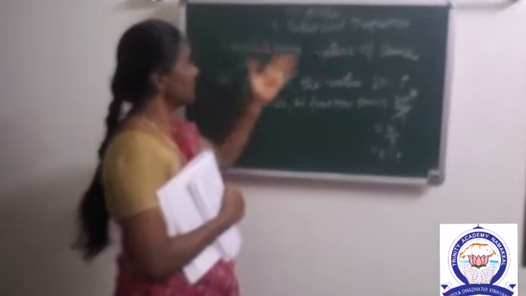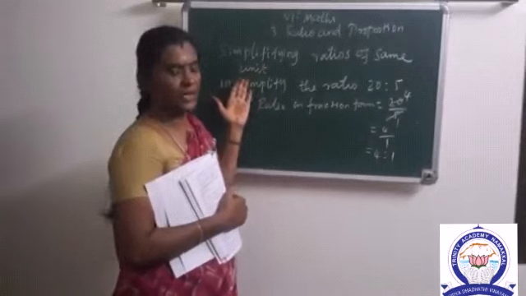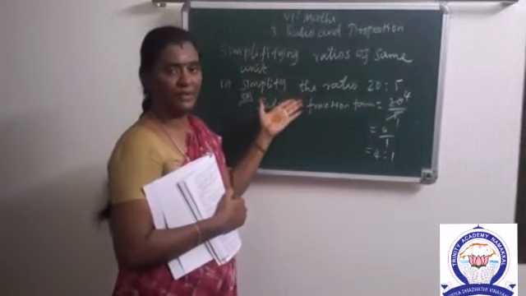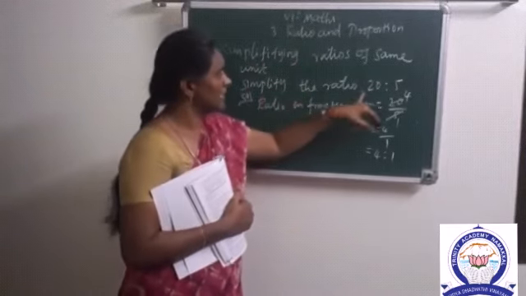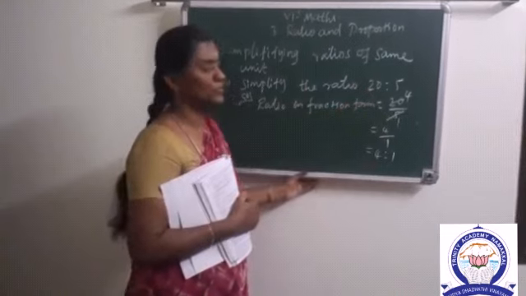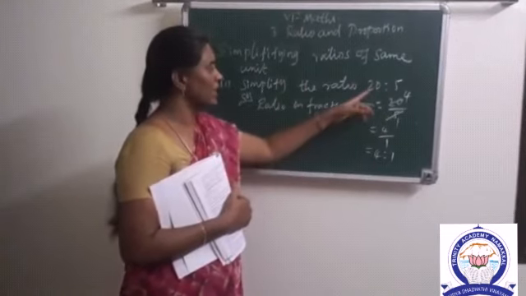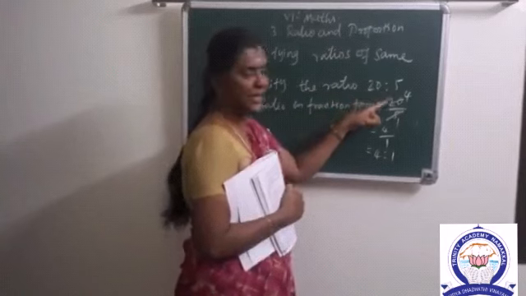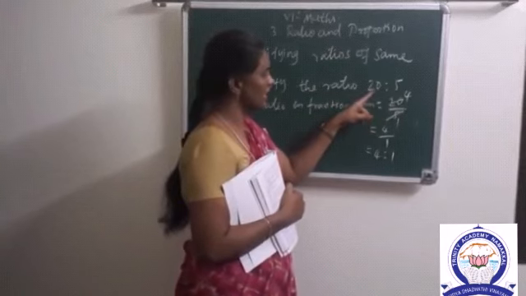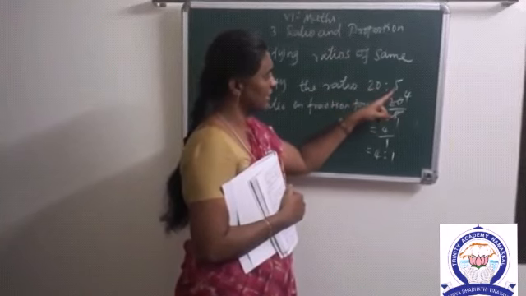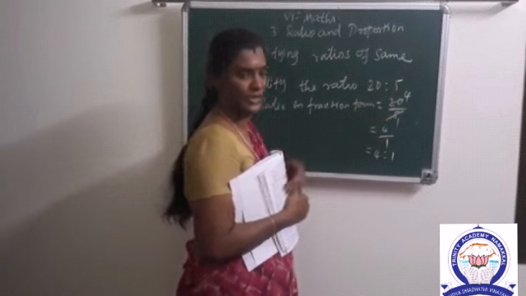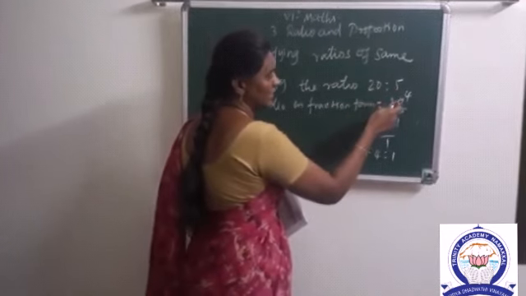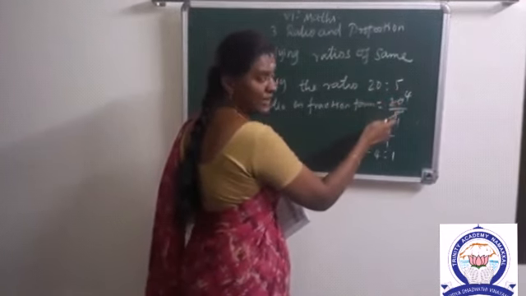See, simplifying ratios of the same unit. Now we simplify the given ratios. See here the ratio given is 20 is to 5. Okay, a ratio is in the form of a fraction. We can write the ratio in the form of a fraction. So here we write the first term in the numerator and the second term in the denominator. So this 20 is to 5 you can write as 20 by 5.